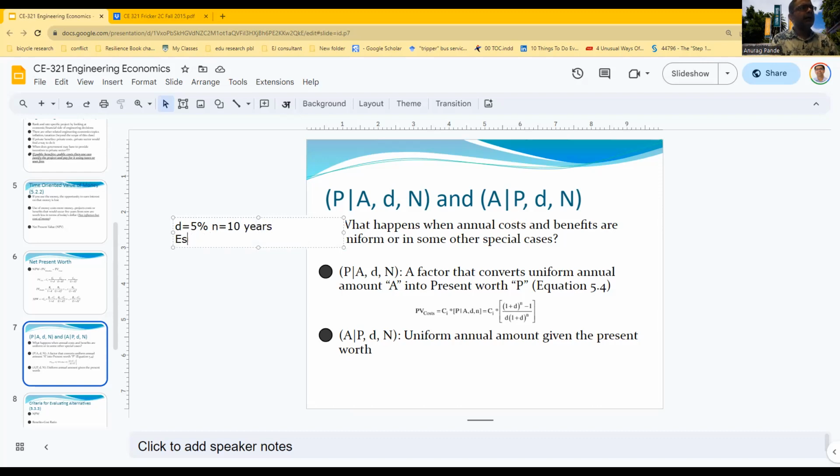Estimate or calculate P. Calculate P given A factor, so P given A comma Dn. I can put that: D is 5% and then 10 is the year.